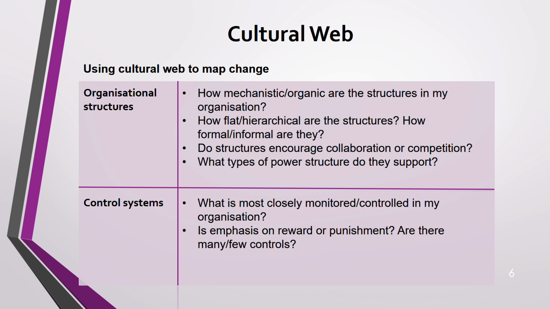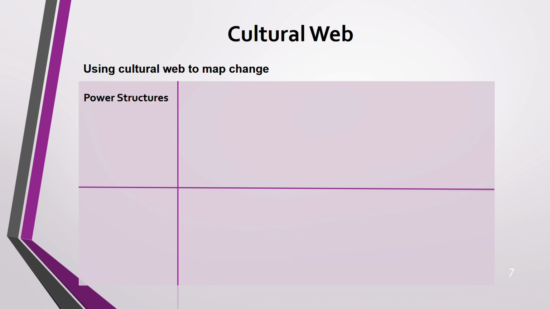That means for good things you give a reward, or if they make a mistake you give them punishment, you penalize them. What type of control is it? Do they have many controls or few controls? Okay. Are controls related to history or current strategies? Okay. Next, power structure.